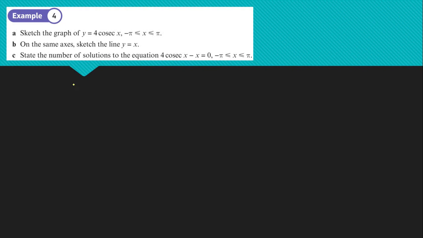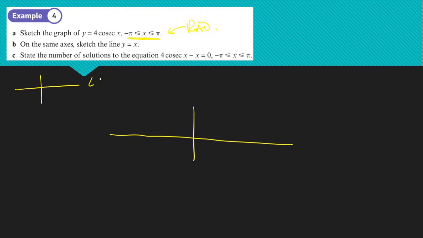So next up, example 4. Sketch the graph of y equals 4 cosec x, where x is between negative pi and pi. Obviously that implies that we're dealing with radians. Okay, so the first thing to do would probably be to have a little sketch of what we think 4 sine of x would be. We're used to that. We sort of know how that thing works.